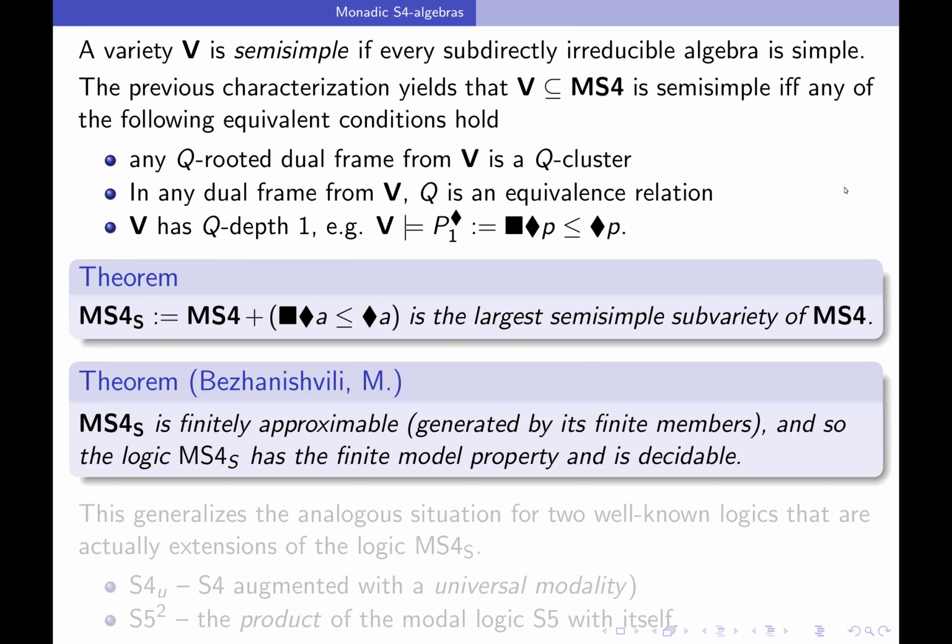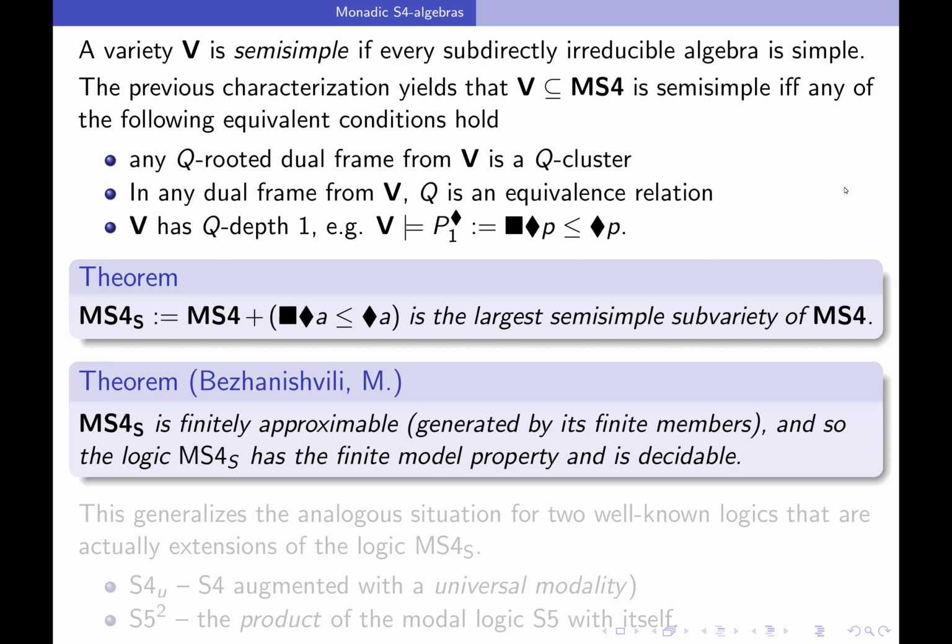So we'll call this MS4S. You impose the identity that asserts that Q is a quasi-order of depth 1. And it turns out that this is the largest semi-simple subvariety of MS4. So something we do is we demonstrate that this MS4S, which generalizes a few well-known logics, is finitely approximable, which means it's generated by its finite members.